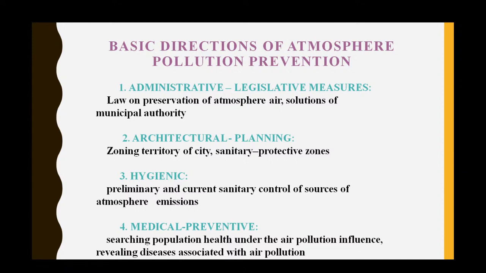And now we should discuss basic directions of atmosphere pollution prevention. This is a group of measures. First of all, administrative legislative measures: law on preservation of atmosphere, solutions of municipal authority, architectural planning measures, zoning territory of city, and observation of sanitary protective zones. It's a special zone, special distance between polluted object and living zone.